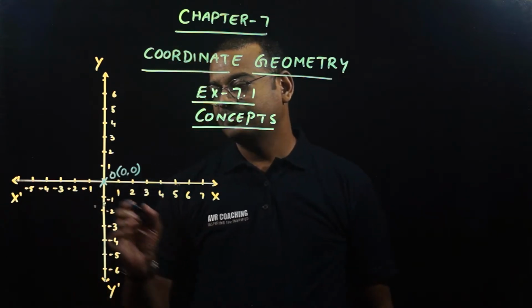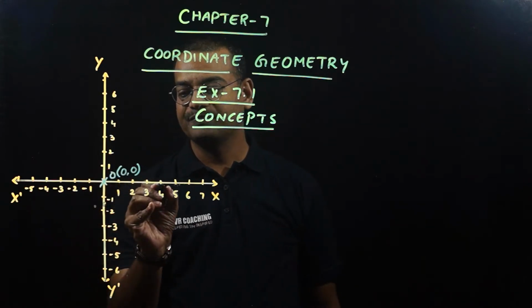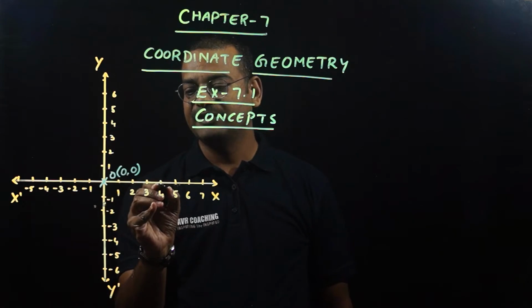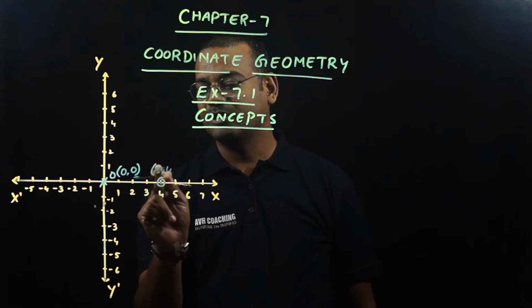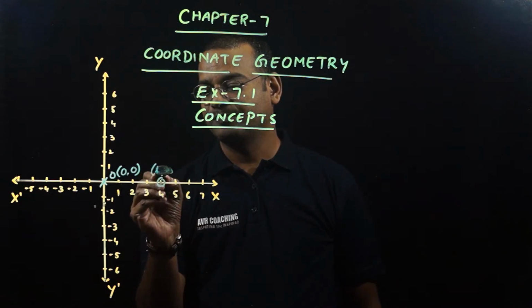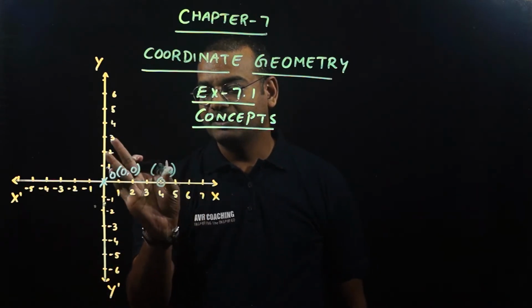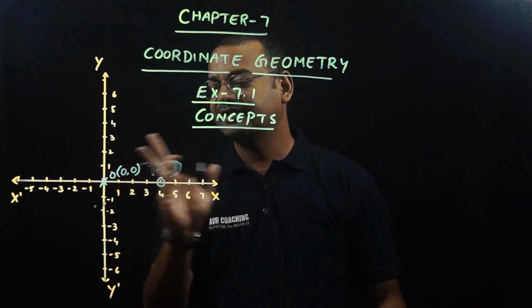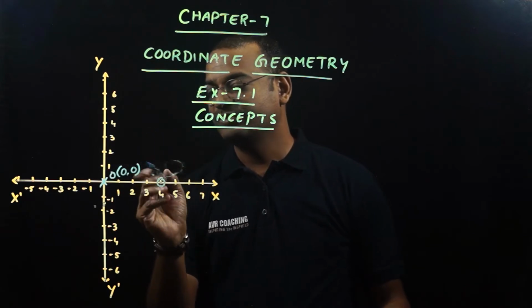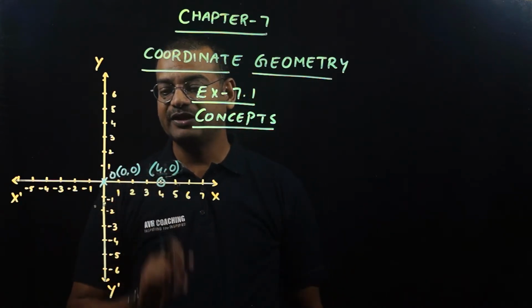Now when we say the distance, the point which is at a distance of 4 from y-axis is this point which is denoted by 4, 0 in the coordinate. Now this is called the coordinate, and in a coordinate always the first value represents the x-axis and the second value represents the y-axis. So this coordinate is nothing but 4, 0, where 4 is on the x-axis and 0 is on the y-axis.